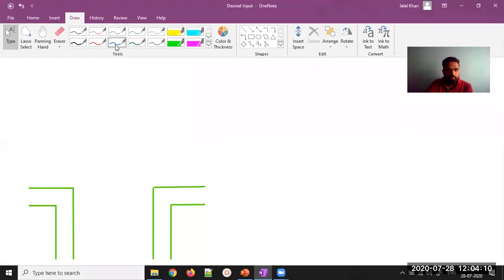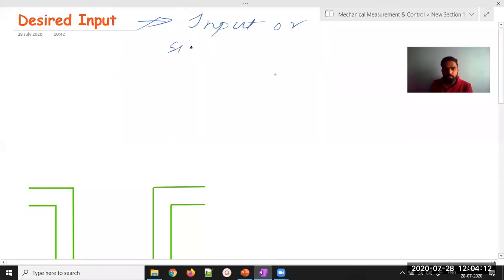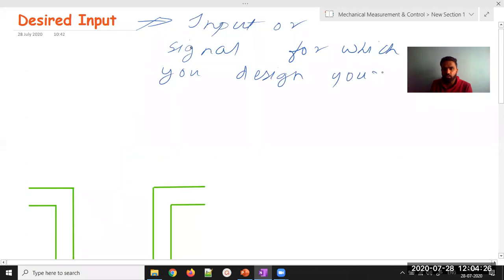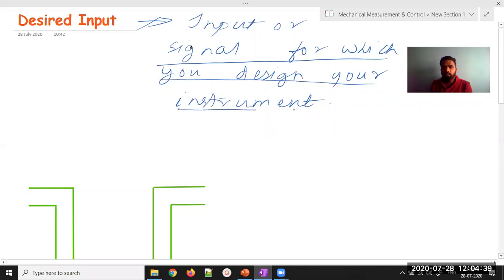Desired input is an input or a signal for which you design your instrument. You want to measure that quantity only for which you design your instrument, or you want your instrument to get that reading. Such kind of inputs are called desired input. The signal for which you design your instruments is called desired input.